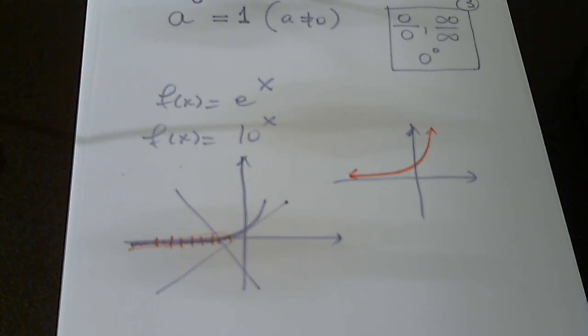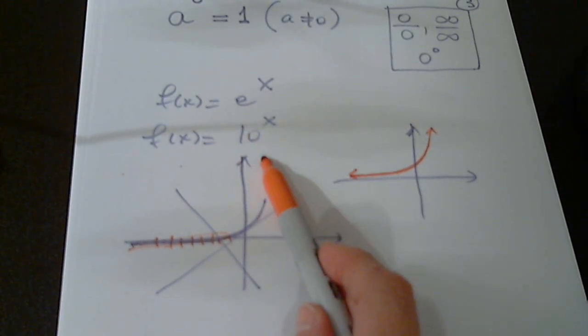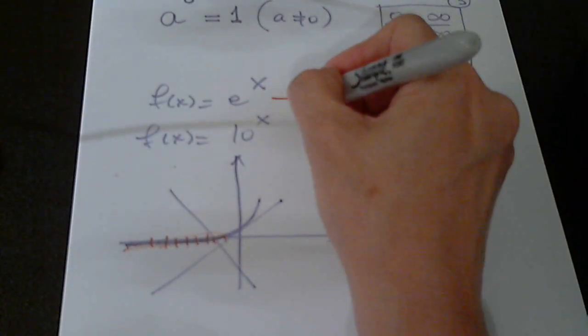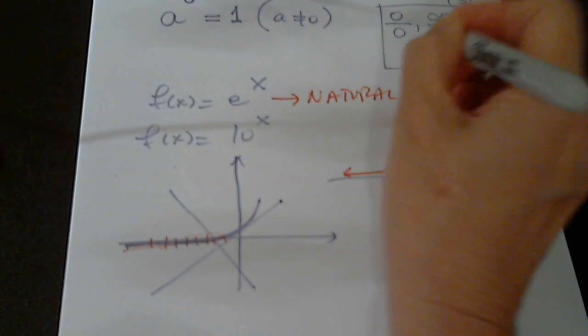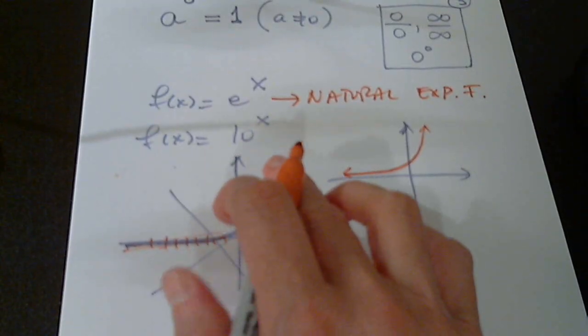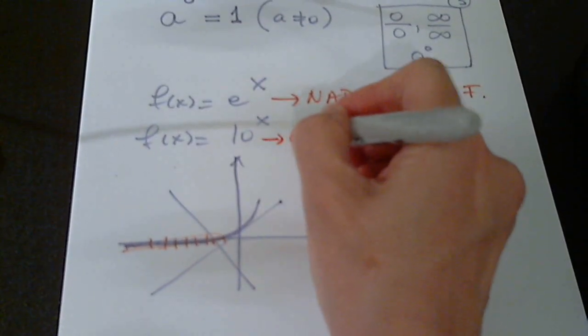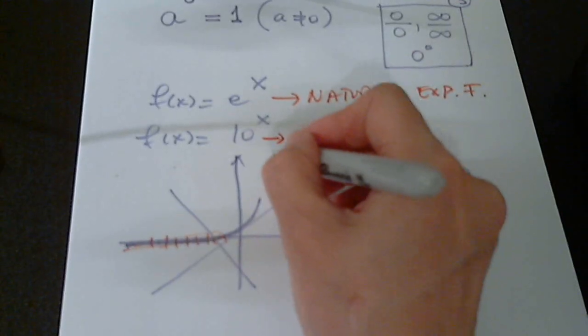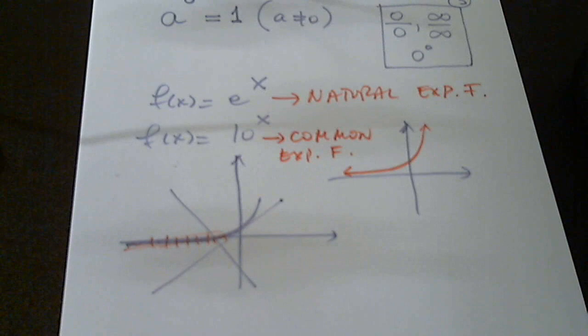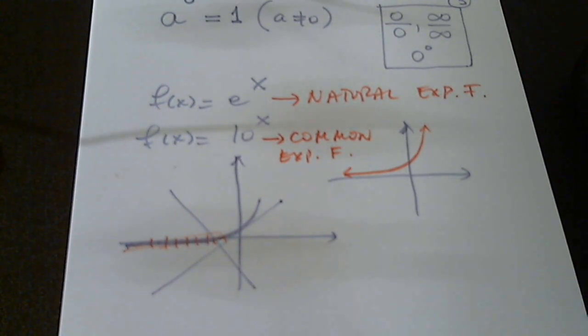Okay, so these are very useful. They both have a base greater than 1, and they have special names. This is called the natural exponential function. This is called, yes, the common exponential function. So base 10 is common, and base e is natural. Okay, I retrieved my page 1. Good.